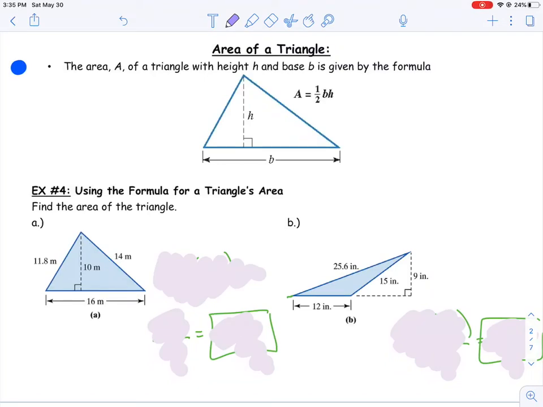All right, here's our second video from 10.4. We're going to continue talking about area. We've already talked about the area of a rectangle, the area of a square, and the area of a parallelogram. Let's continue our discussion and talk about the area of a triangle.